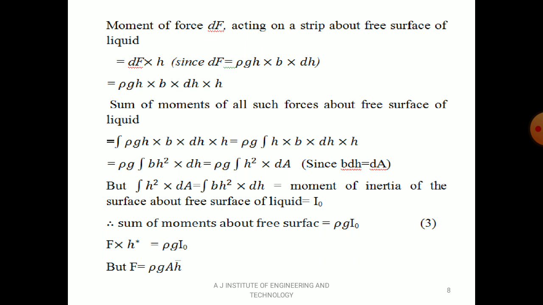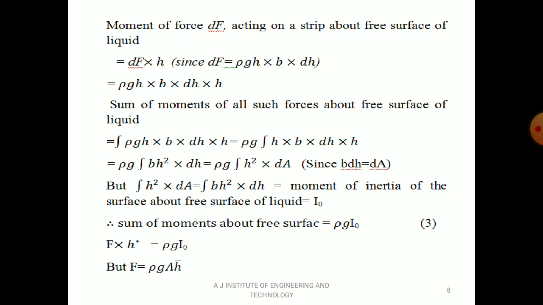So the sum of moments of all such forces about the free surface of the liquid can be replaced by integration, since we are summing all the component forces. So that equals the integral of rho g h into B into dH into h. Rho g is a constant, so we can take it out of the integration sign. So rho g into the integral of h into B into dH into h. We can multiply h together, so rho g into the integral of B h square into dH.